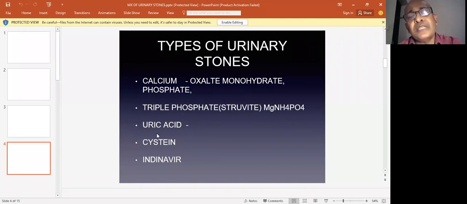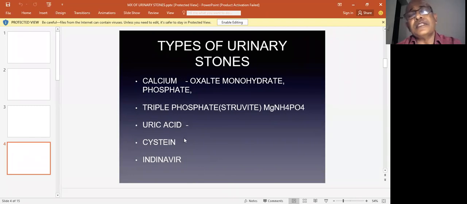This uric acid forms in acid urine, and if you make the pH beyond 7, patients don't form uric acid stones. And if you have formed a uric acid stone, it goes into solution. So you can dissolve it. This is the only stone in Western medicine that we can dissolve. All other stones we can't dissolve.